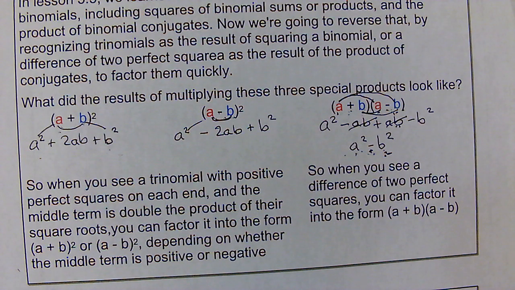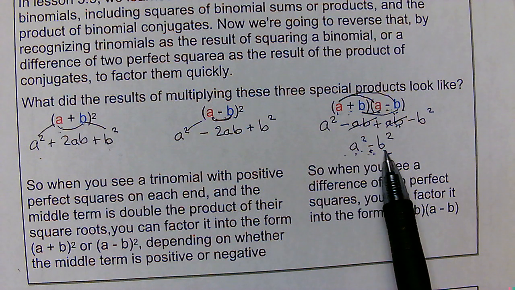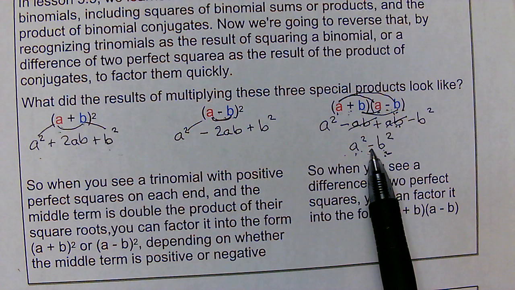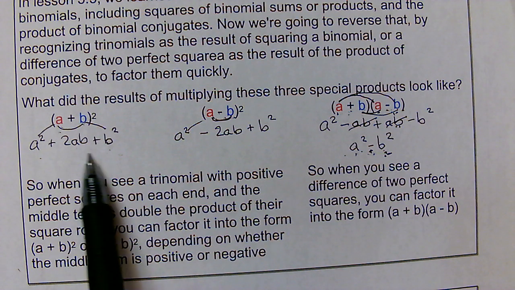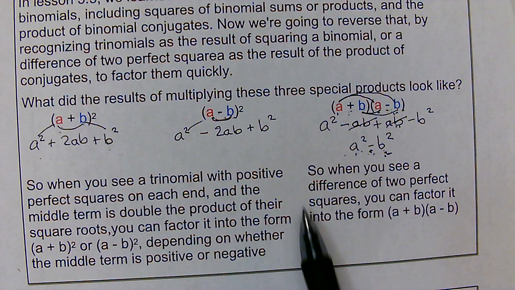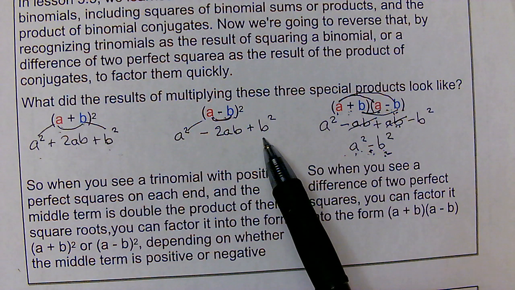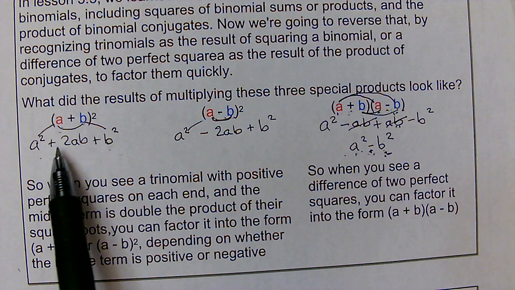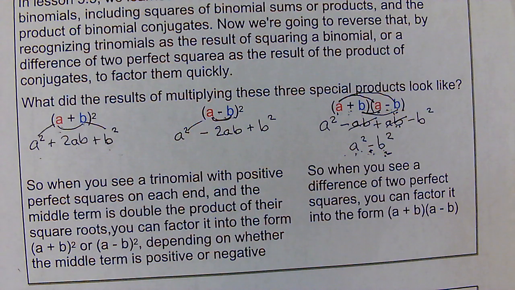So the pattern you're looking for to be able to use these shortcuts: for a difference of two squares, you see two terms that are both perfect squares with subtraction in the middle. And if you see that, that means you can factor it into the square roots of the two terms in two sets of parentheses with a plus in one and a minus in the other. If you see three terms where both ends are positive perfect squares and the middle term is double the square roots, then it's a perfect square trinomial, and if the middle is positive, it's (a plus b) squared. If the middle is negative, it's (a minus b) squared, where the a and the b are just the square roots of the ends.